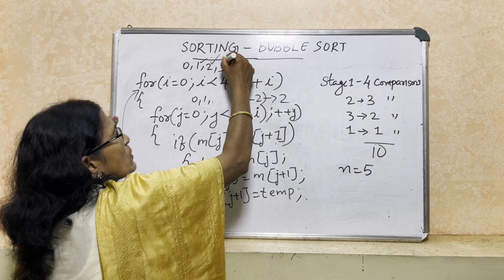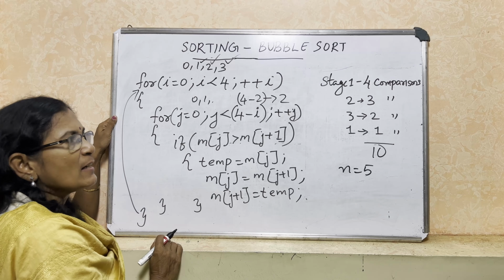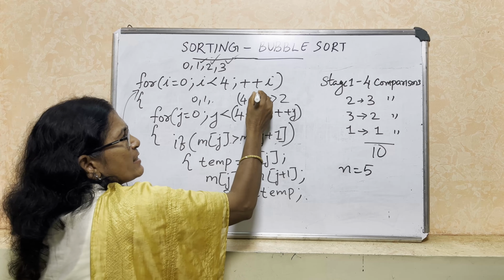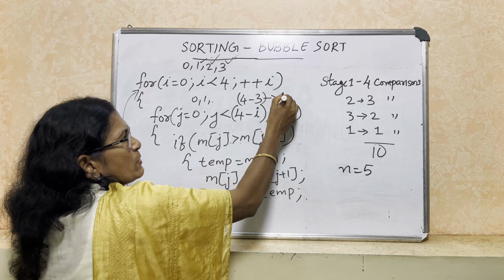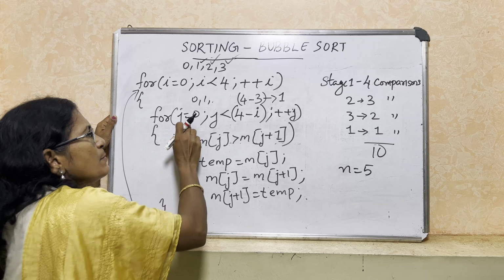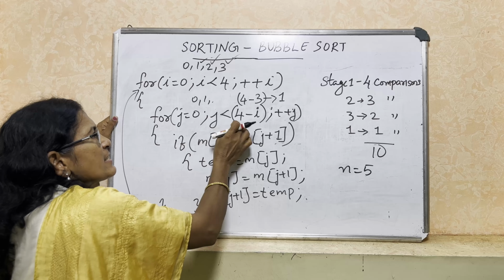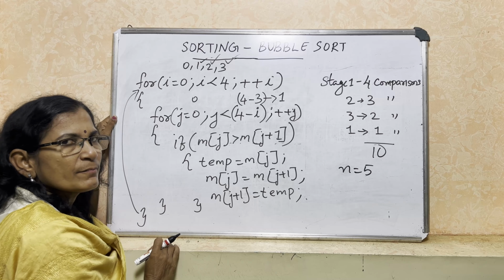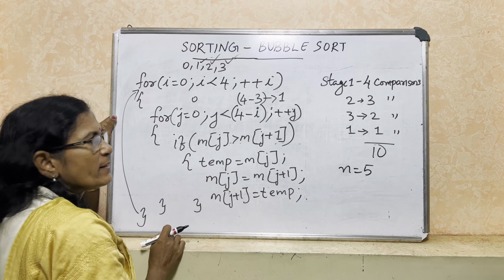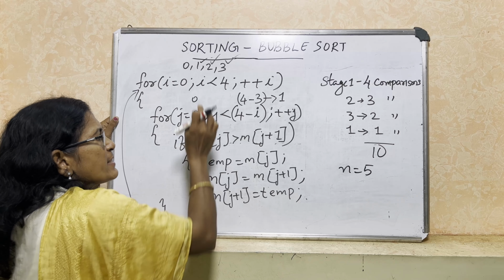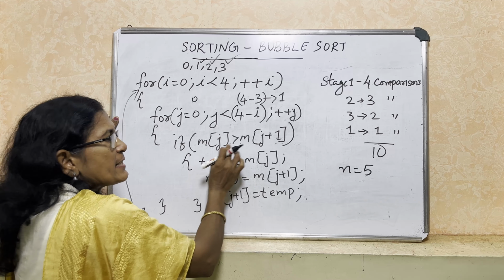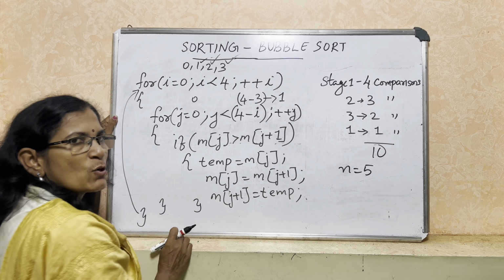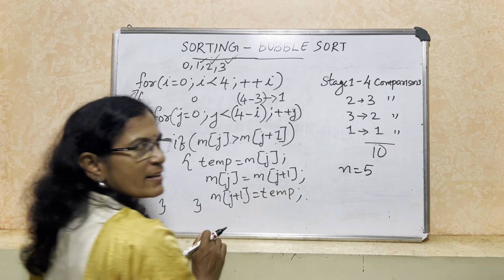Now, when the I loop goes to the next and last value, 3, 4 minus 3 is 1. So the limit is 1, and j takes values while j is less than 1. The j loop will iterate only once here, because the upper limit is 1. So when the value of j is equal to 0, m of 0 greater than m of 0 plus 1, that is m of 1. So one comparison is done in the last stage.